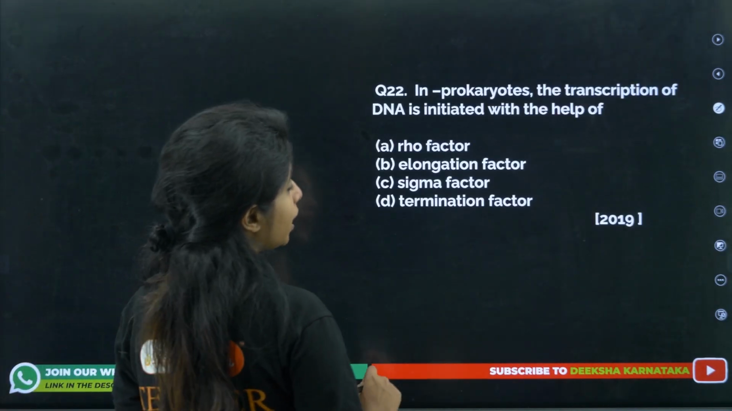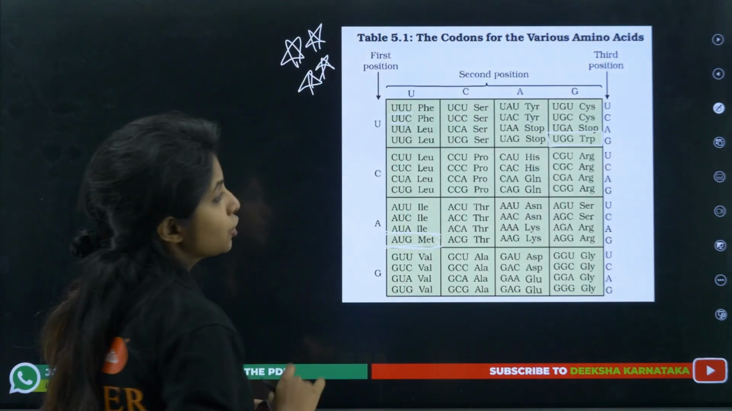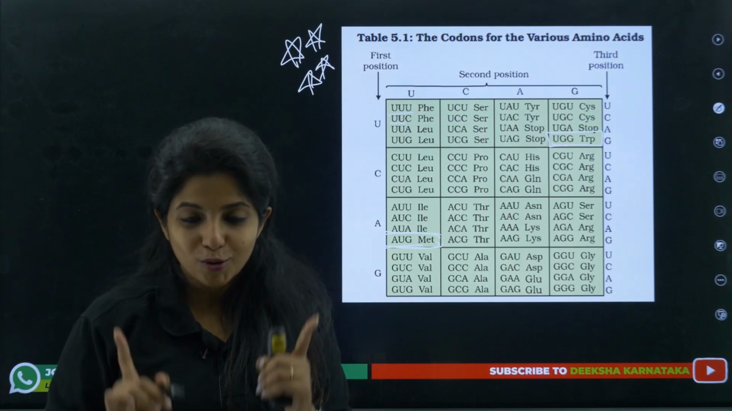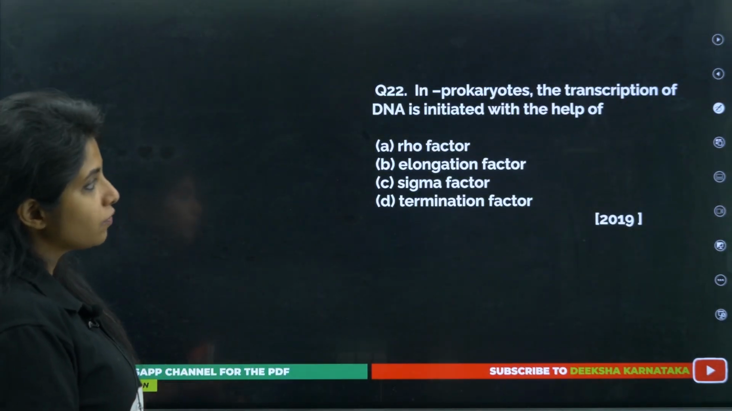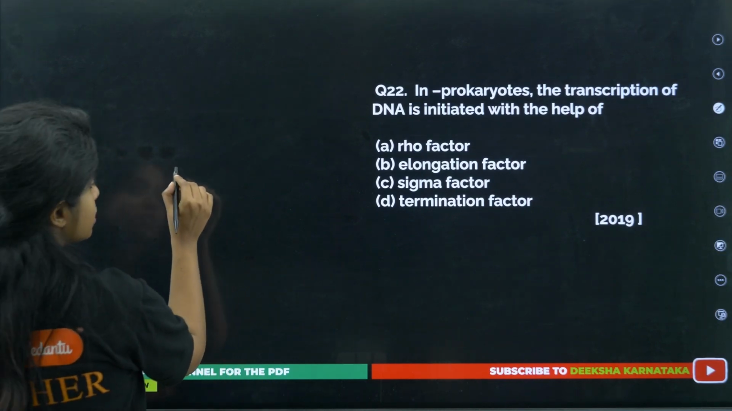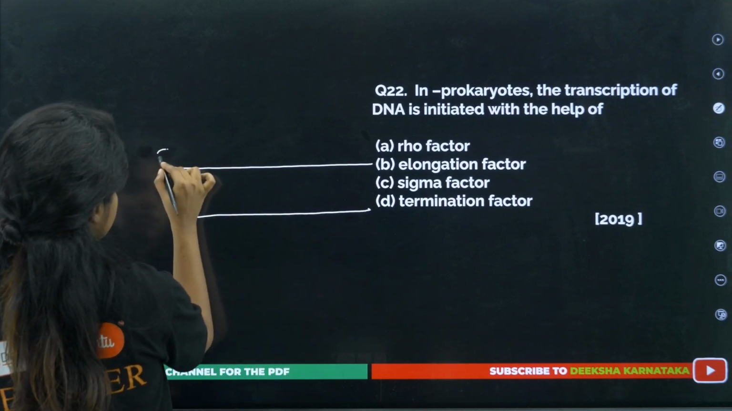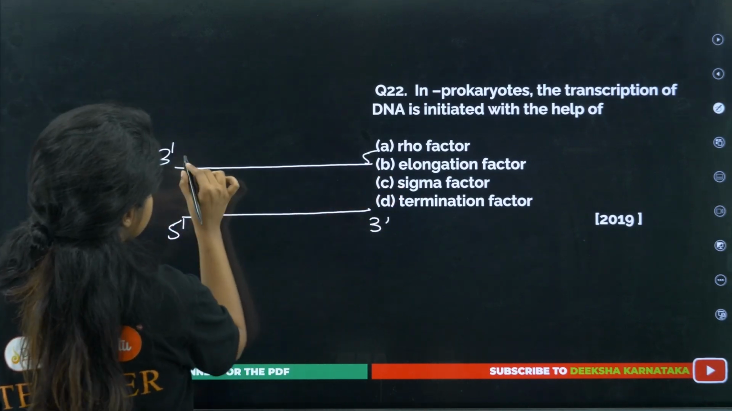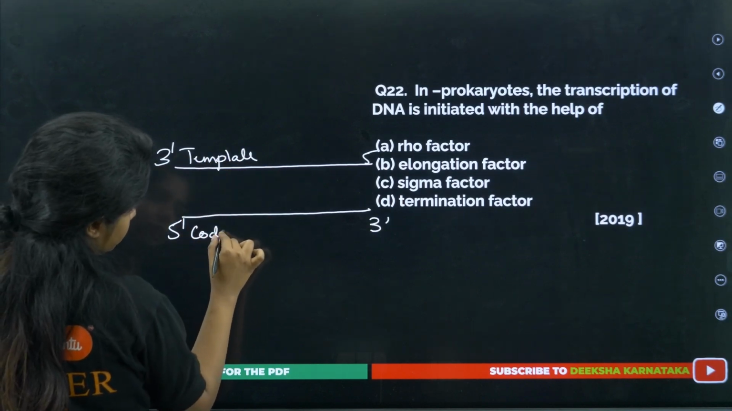In prokaryotes, I'll recommend you to learn this. Very important. In the NEET video, I have told you a way that you can follow to remember this. You can watch that video if you want. Now, in prokaryotes, the transcription of DNA is initiated with the help of... So this is the DNA, and I say this is 3' to 5', this is 5' to 3', this is the template strand, this is the coding strand.